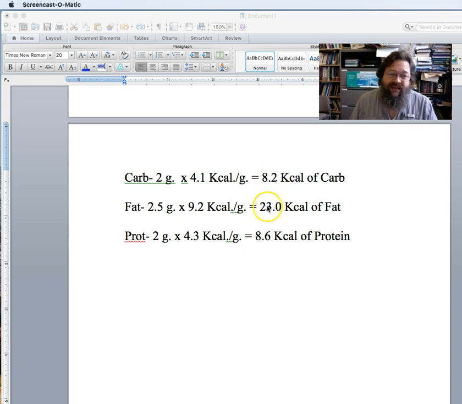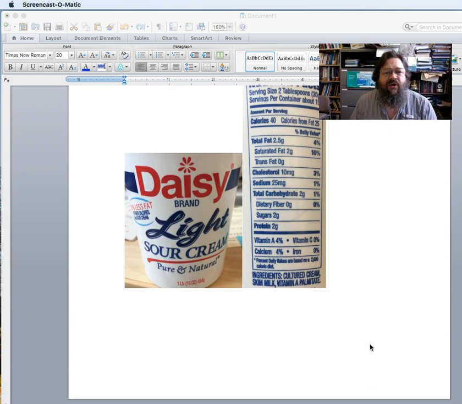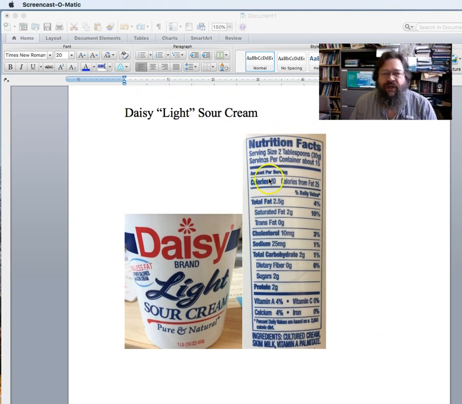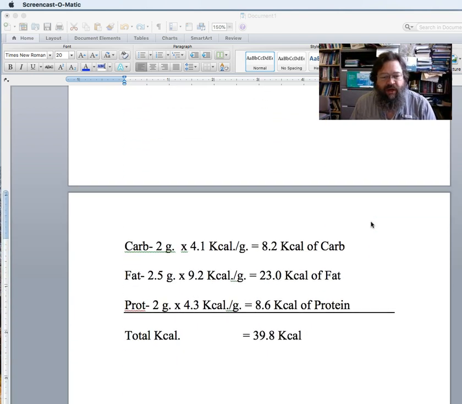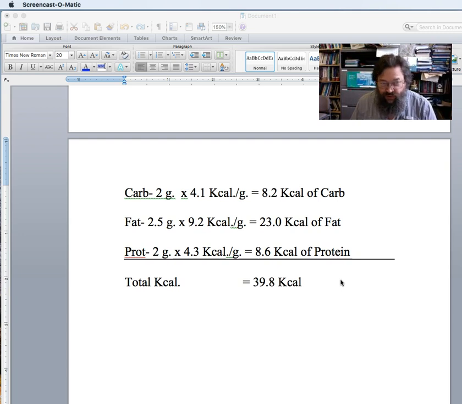So we're going to have to add this up to get a total and then divide each individual one by that total. So our total kilocalories from this comes out to 39.8. Notice that on the label it told us 40, so with rounding error this puts us pretty close. If your number here comes out substantially different than the total on your label, then you might want to double check and make sure you haven't messed up on your math.